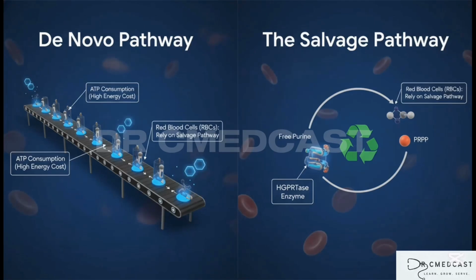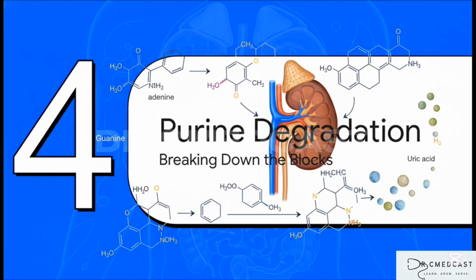You know, building these things from scratch is a ton of work, and our cells are all about efficiency. So of course there's a shortcut. It's called the salvage pathway. Instead of building from the ground up every single time, this pathway just recycles purines, whether from our diet or from old cells breaking down. It's way more energy efficient. And for some cells, like our red blood cells, which can't do the whole de novo thing, this is literally their only option.